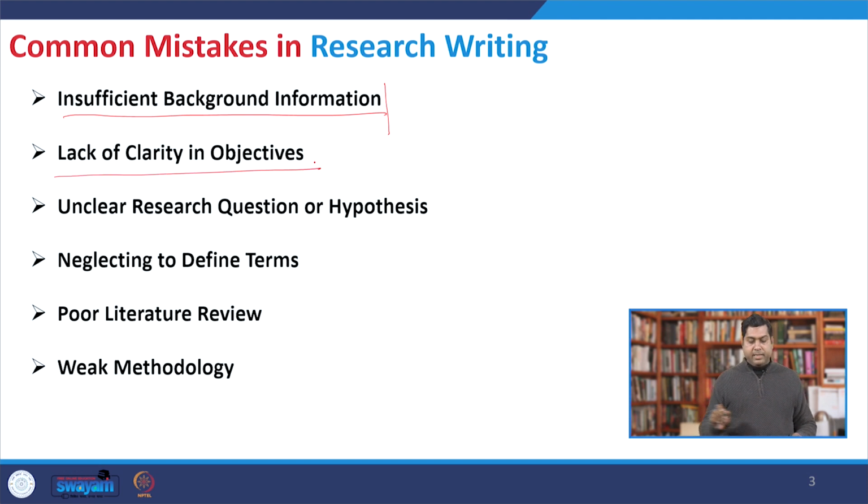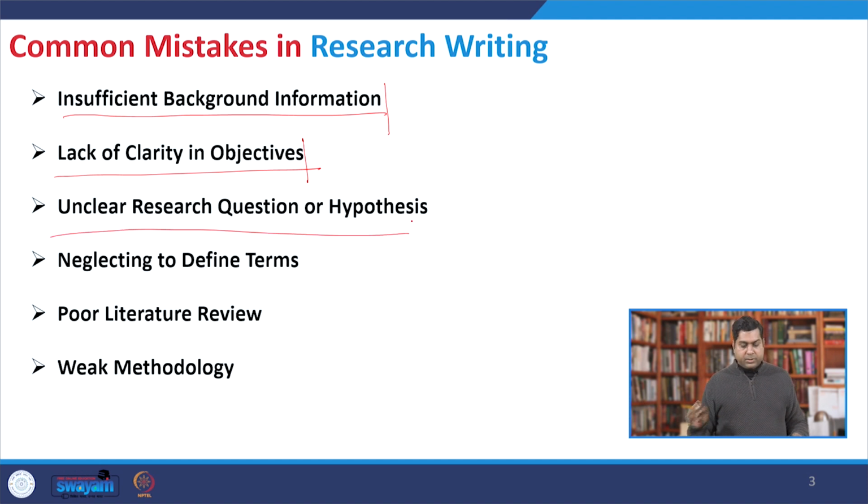Then lack of clarity in objectives. As I mentioned in the earlier presentation, in part 1, the objective should be clear and achievable. Many a times we'll find that there is no clear indication and it is very open ended. So if the readers or the reviewer find it difficult to identify the objectives, then definitely that will have a negative impact on the overall evaluation.